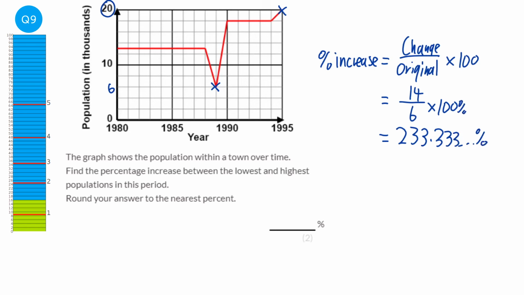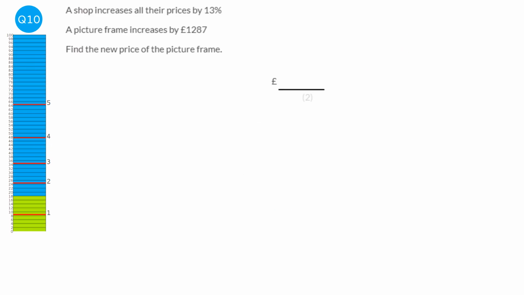And this 100 technically is 100% that we're timesing it by. So it says it wants it to the nearest percent, so that would be 233%.